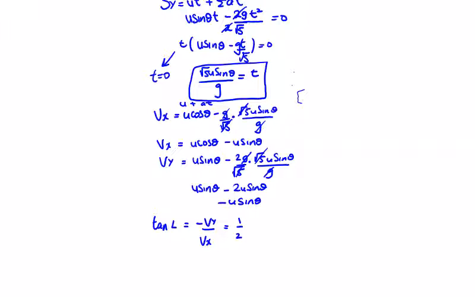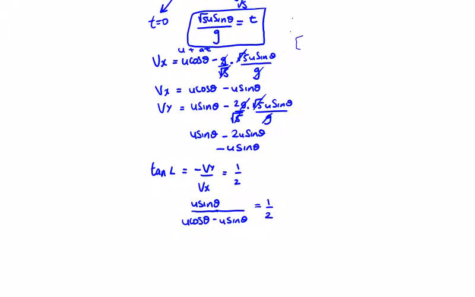So minus the velocity of y is u sine theta over the velocity of x, which is u cos theta minus u sine theta. This is going to be equal to 1 over 2. Cross multiplying, we're going to get 2u sine theta is equal to u cos theta minus u sine theta.